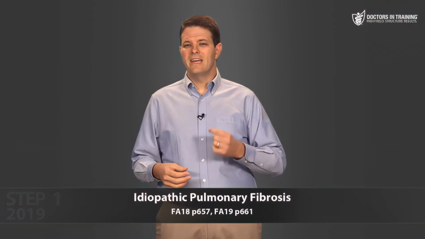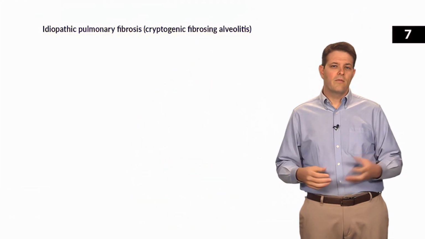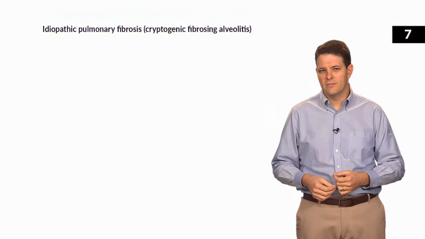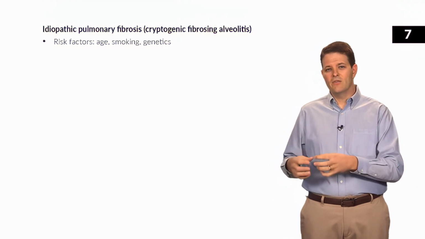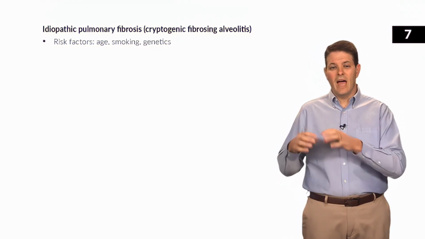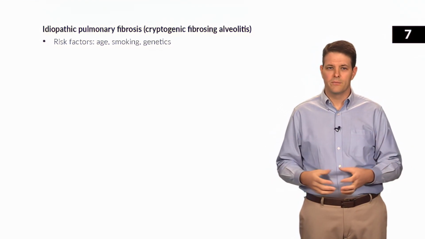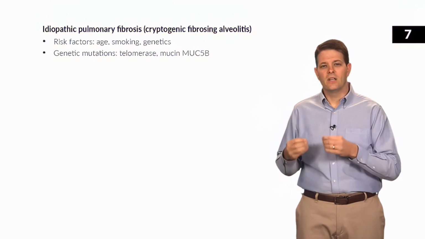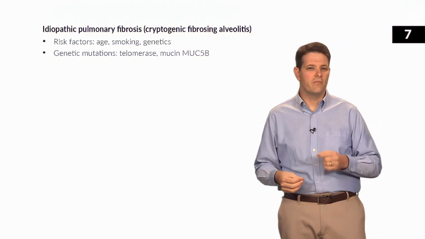As the name implies, idiopathic pulmonary fibrosis is fibrosis in the lung that doesn't have a known cause. The other name for idiopathic pulmonary fibrosis is cryptogenic fibrosing alveolitis. So this disease appears to occur in individuals with a genetic predisposition to ineffective repair of alveolar epithelial cells after those cells have been injured by some environmental exposure like smoking. So there are 2 genetic mutations I want you to be familiar with. The first is a telomerase gene defect, and the second is a defect in mucin MUC5B.